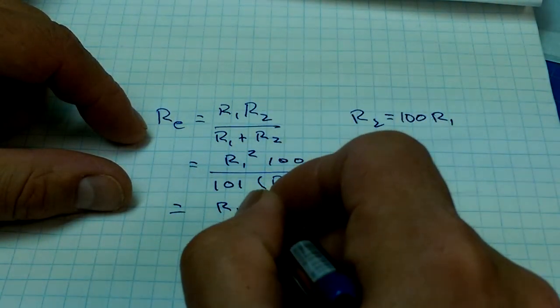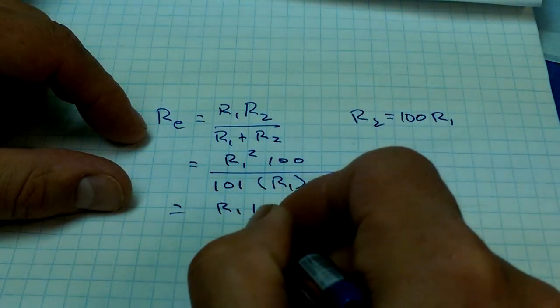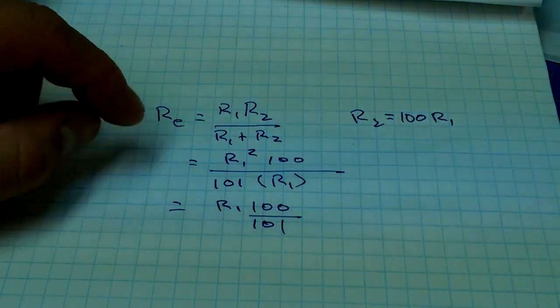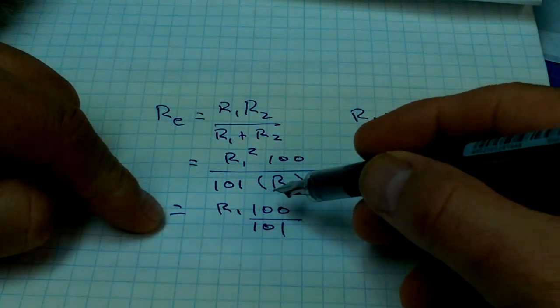And that's equal to R1 times 100 divided by 101. So you've trimmed down by 1%, one part in 100.